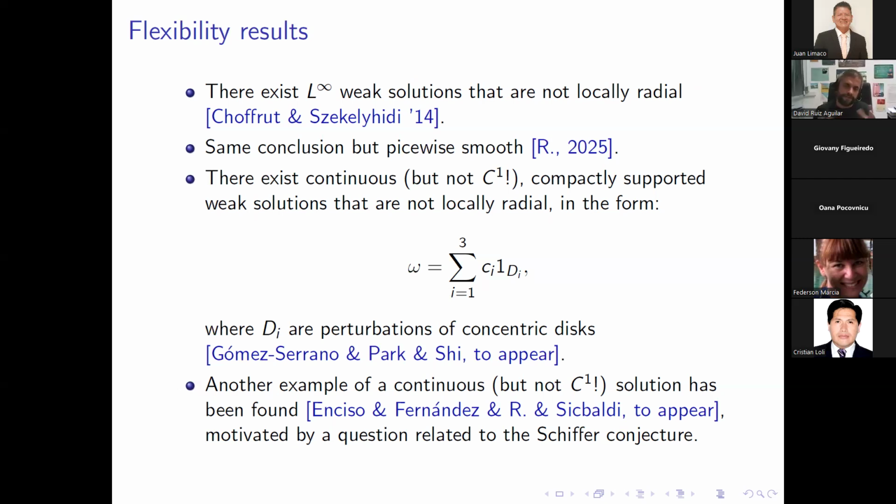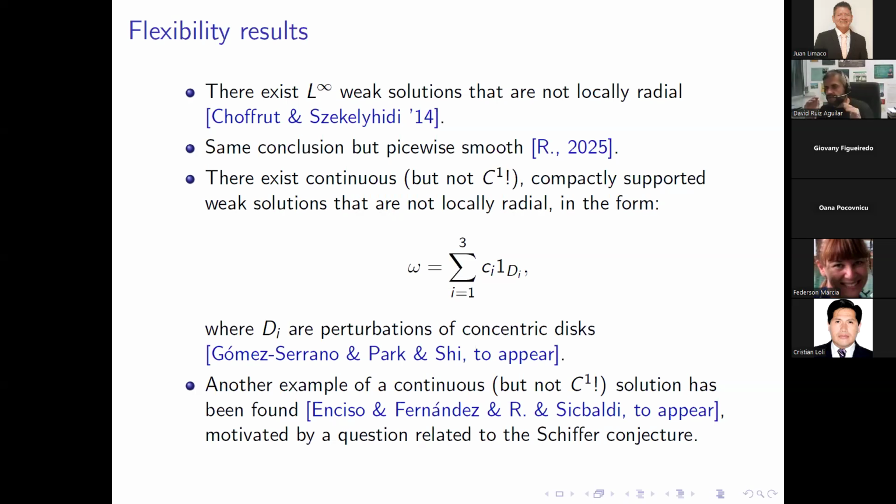In a recent paper of mine, which has a different motivation, as a byproduct I can also find another solution, which is L-infinity, and a weak solution to 2D Euler with compact support. Okay, but this is for L-infinity solutions.